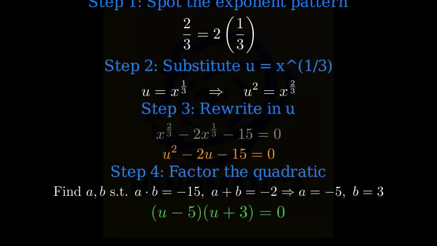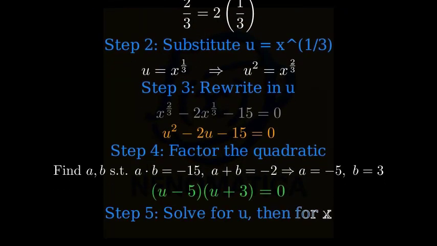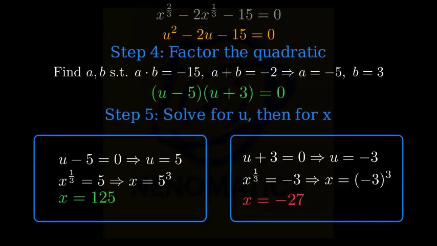So the factorization is (u - 5)(u + 3) = 0. Step 5. Solve each factor and back substitute. From u - 5 = 0, we get u = 5. Since u = x^(1/3), that gives x = 5³, which is 125. From u + 3 = 0, we get u = -3. Then x^(1/3) = -3, and x = (-3)³, which is -27.